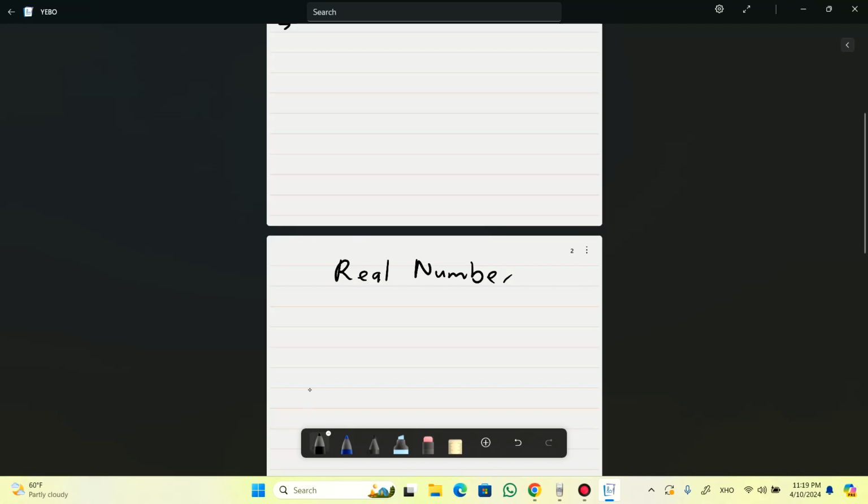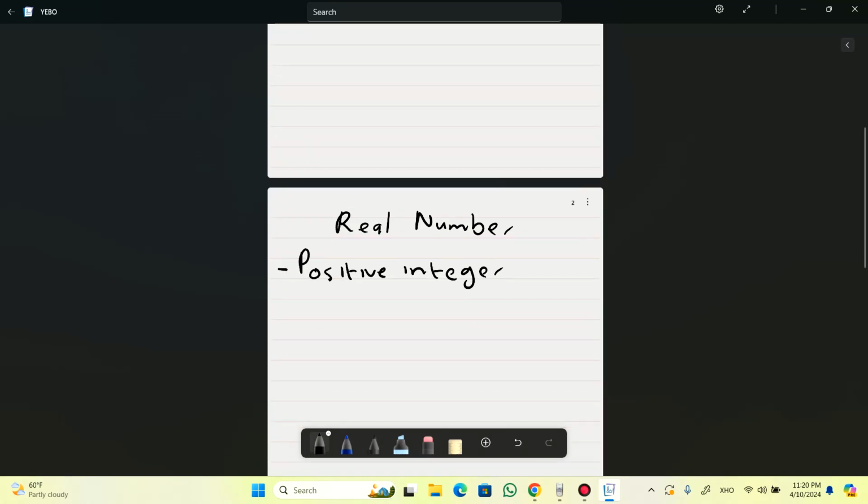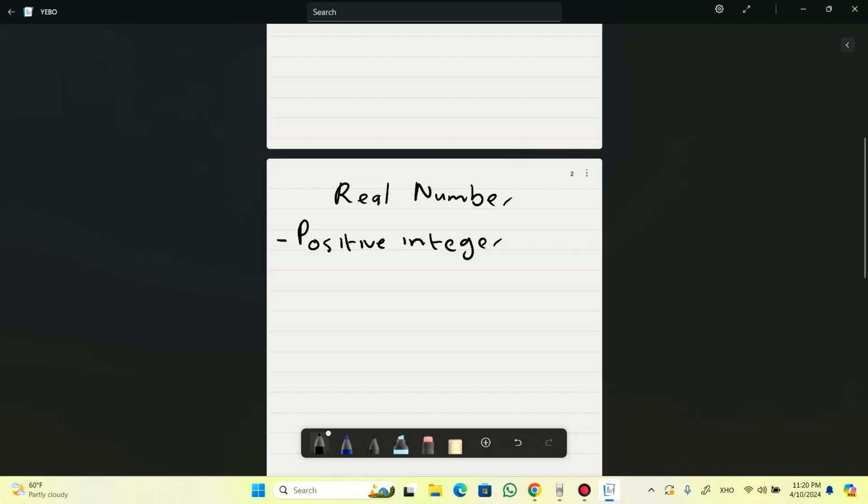So first of all, let's talk about the positive integer, or integer, whatever you call it. Positive integers are numbers that are used when we count things. You cannot say I have 0.5 cats living in the backyard. You do not have 0.5 cats, but I do have 2 cats.